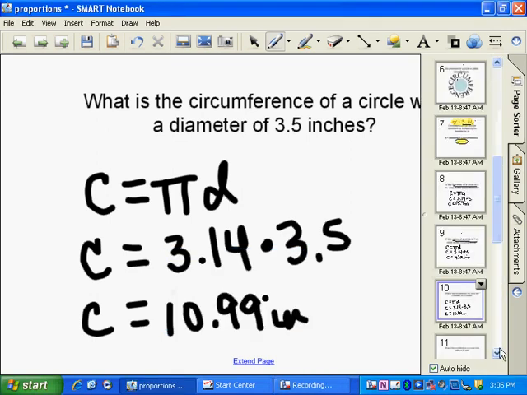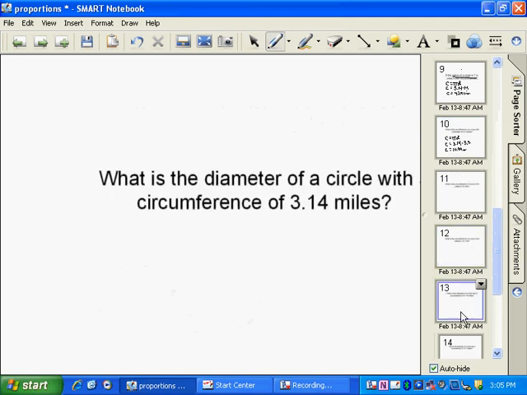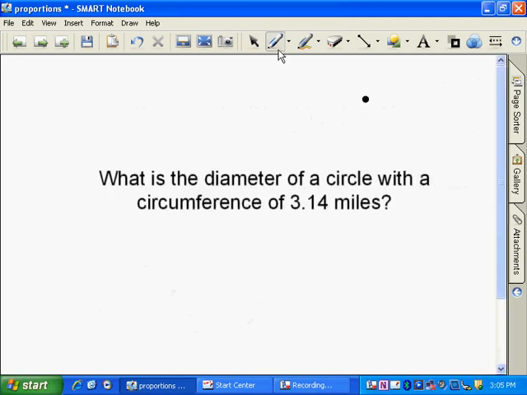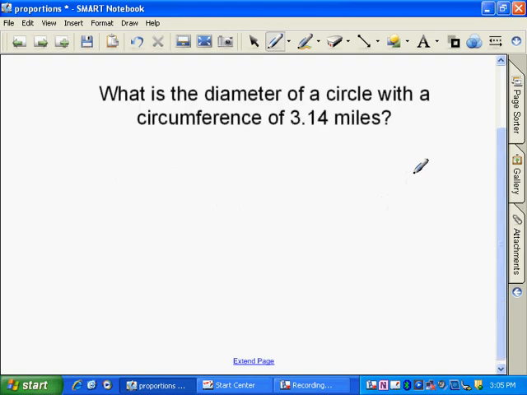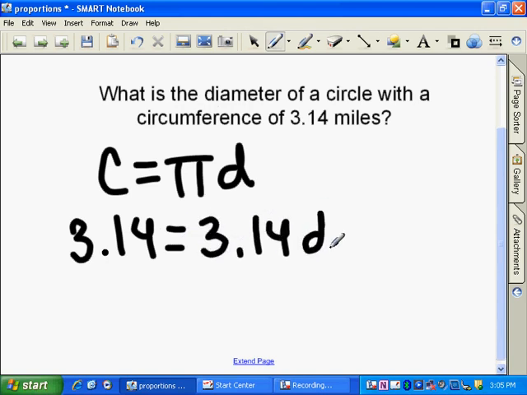Alright, so let's try another problem. Okay, let's try this. It says, what is the diameter of a circle with a circumference of 3.14 miles? So again, we're going to write our formula, C equals pi d, and we're going to plug it in. So we know the circumference is 3.14. We know pi is 3.14, but we don't know the diameter.